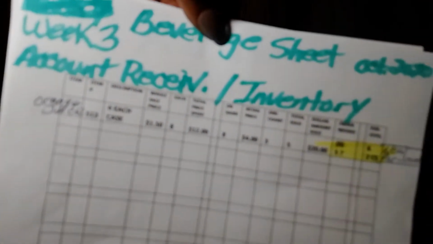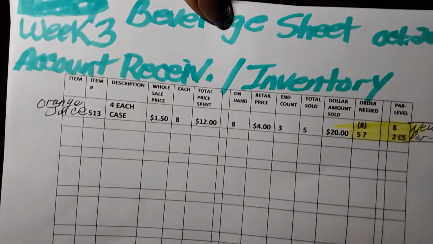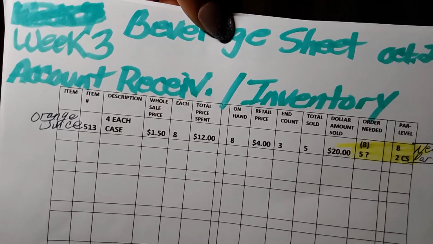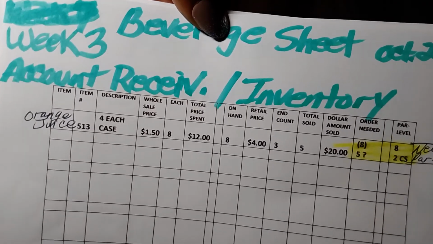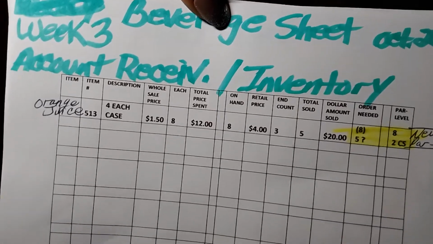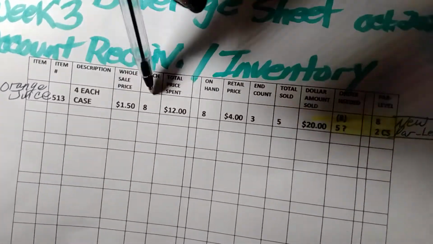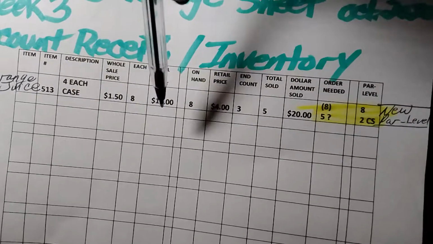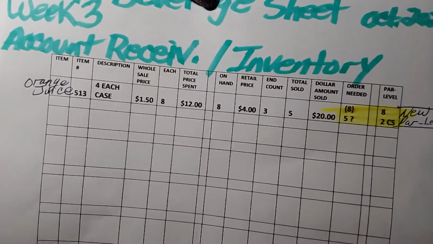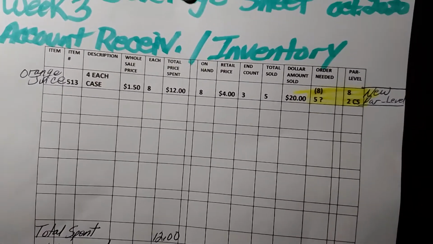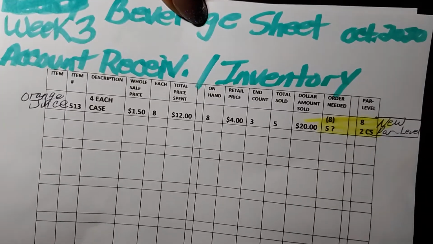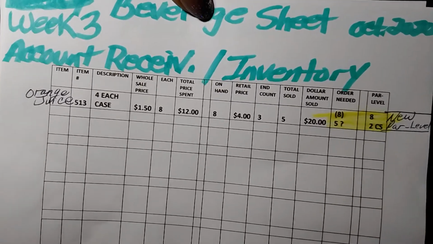And your beverage sheet is your orange juice. This is week 7, level 7, and it's week 3 of October. Okay? So that's your orange juice. You did order 8 at $12. That's what you put.